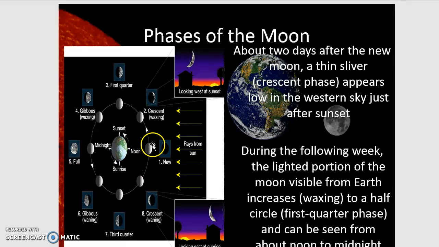For example, number one, notice we see none of the lit part of the Moon. We are seeing the full dark side of the Moon. We call that a new moon. Looking at position 5, we see the full lit up part of the Moon, so we call that a full moon. And everything in between, from waxing crescent, waxing gibbous, to waning gibbous, waning crescent, and your first and third quarters.